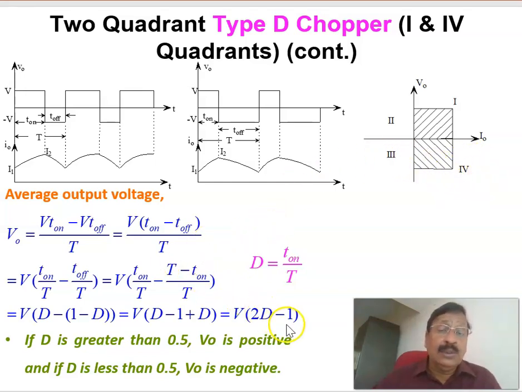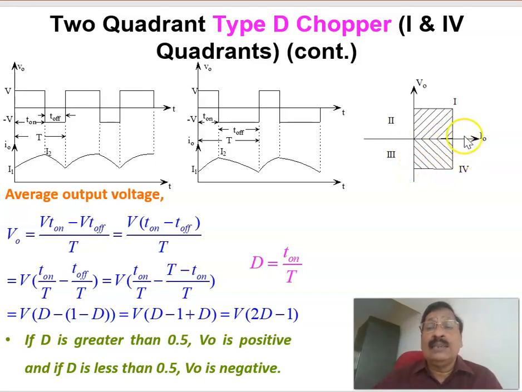In terms of the duty ratio, as we are seeing, if D is more than 0.5, the average output voltage is positive, or that is working in the first quadrant, which is called forward motoring operation. And if D is less than 0.5, you substitute that. For example, if D equals 0.2, then V into 2 into 0.2 minus 1 will give a negative quantity. Therefore, the average voltage will become negative, but current will always be positive. The product, voltage into current, is negative.